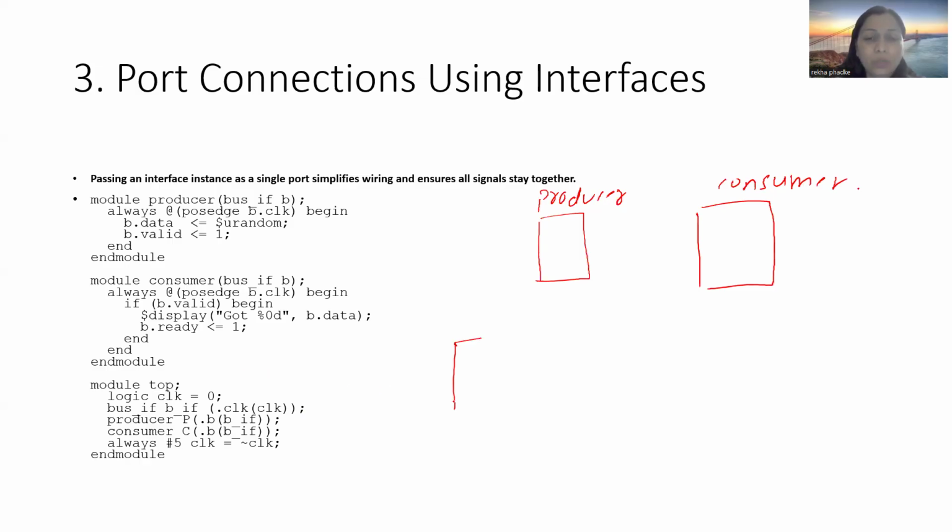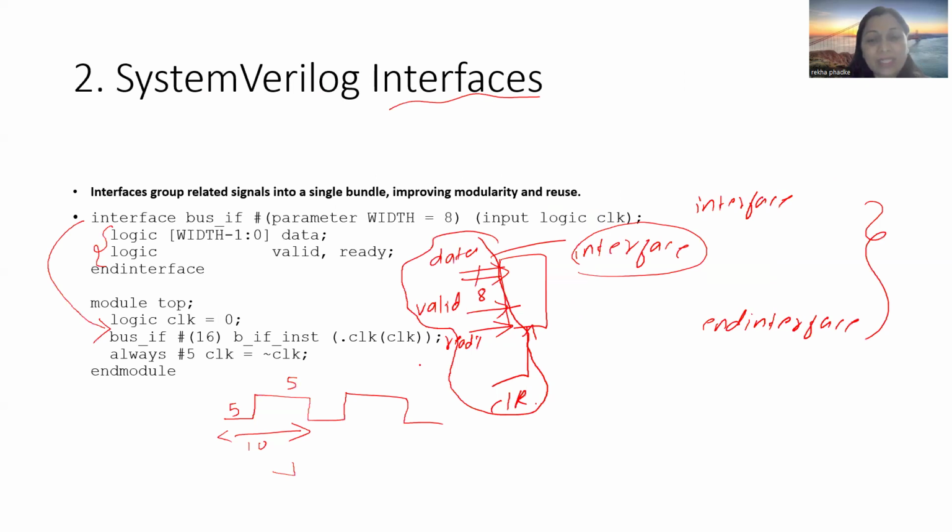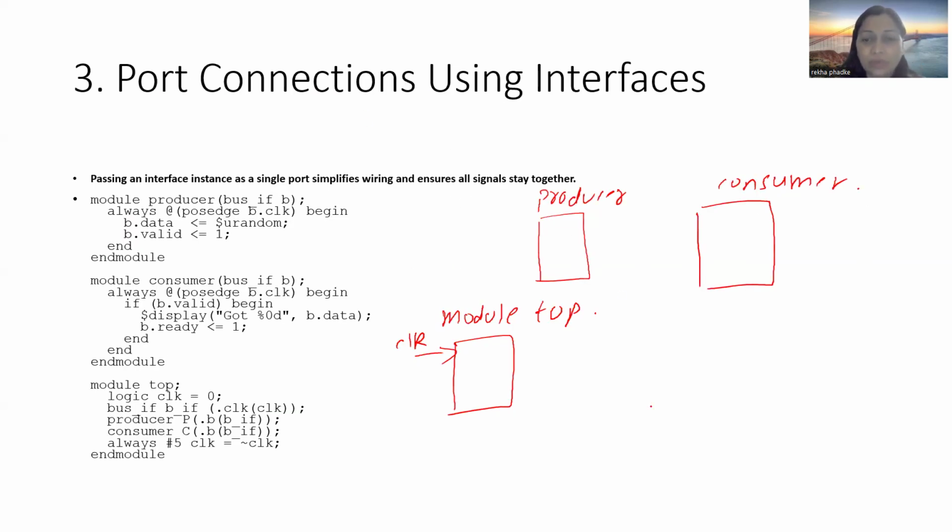So I have a module top which will invoke these two instances. So I have module top. It has its clock which is initially declared as 0. Then it's also instantiating a bus interface, which is nothing but b_if, which is our earlier module, which has clock and which has data and valid and ready, right? So if you go back to your previous slide, that has data, valid and ready. So that's my interface, right? So let me write that interface. The name of the interface I'm calling as b_if.